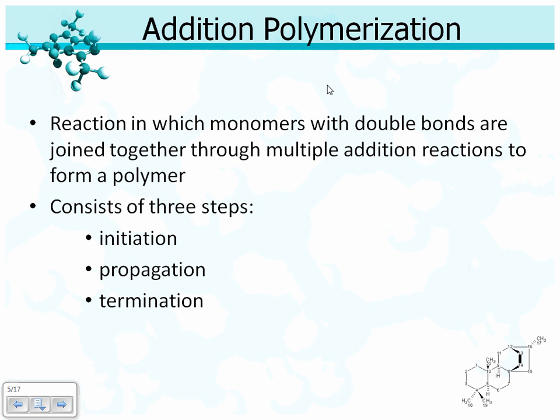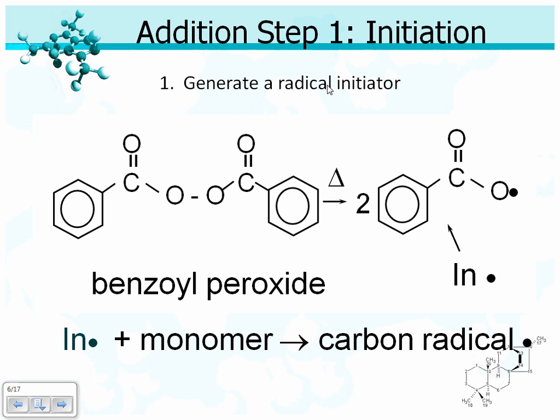So there are actually three steps here: the initiation step, the propagation step, and the termination step. Step one is initiation. You first have to generate a radical initiator.